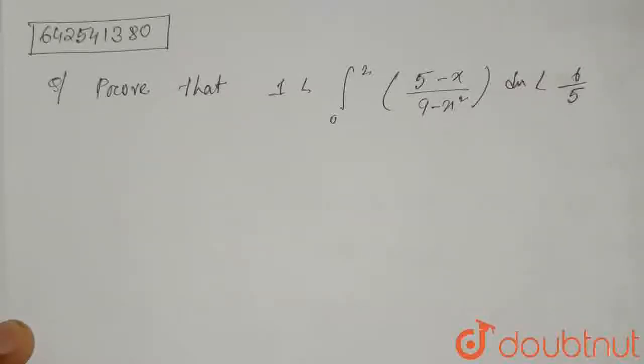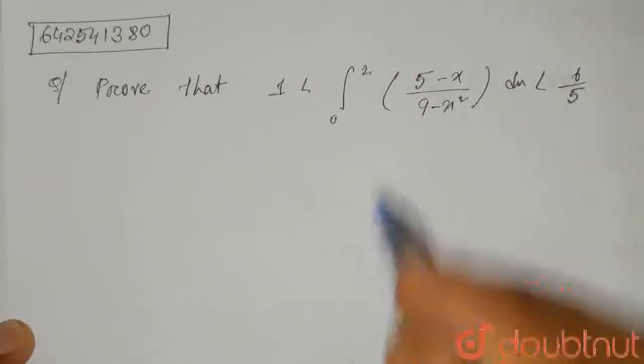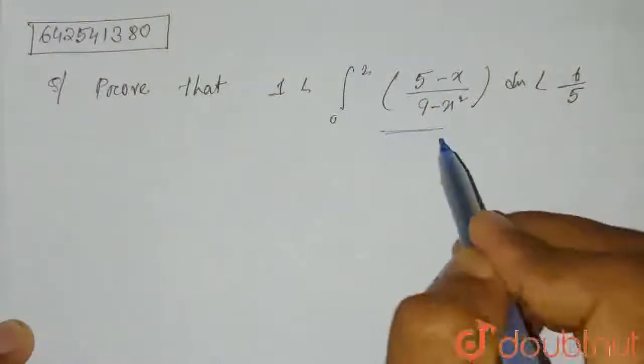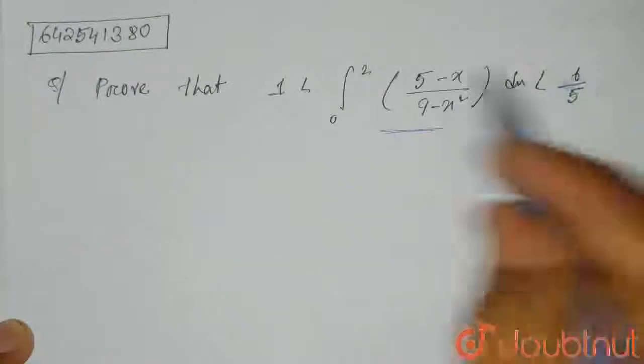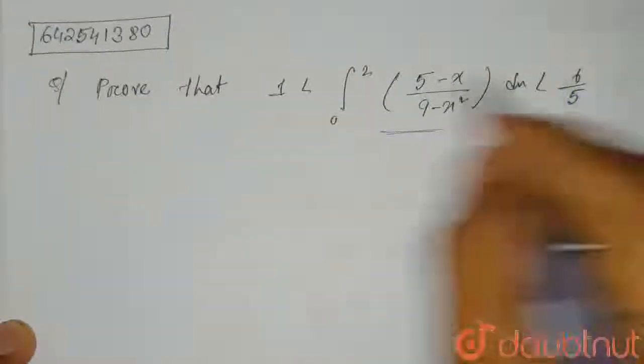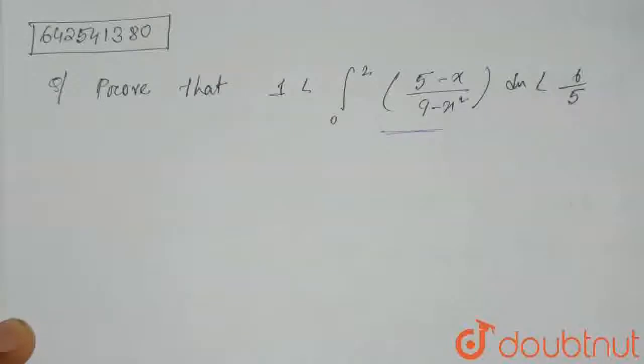Hello everyone, the question is: prove that 1 is less than the integral from 0 to 2 of (5 minus x) divided by (9 minus x squared) dx, which is less than 6 divided by 5. Basically, what it says is that the value of this has the maximum value of 6 by 5 and the minimum value of 1. That means it lies between 1 and 6 by 5.